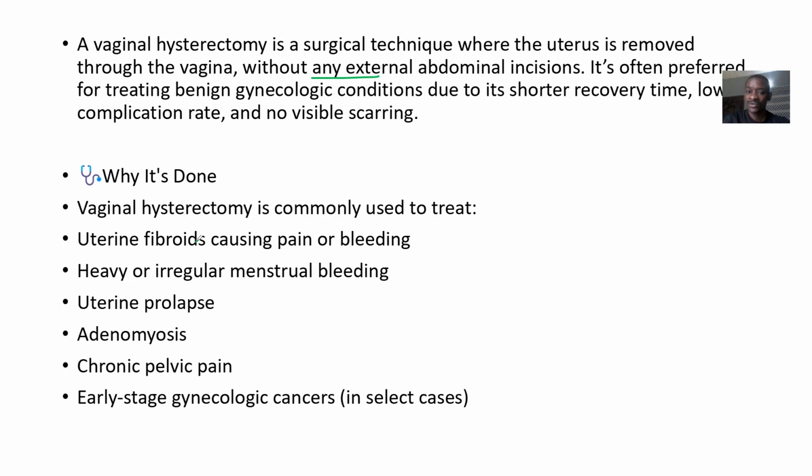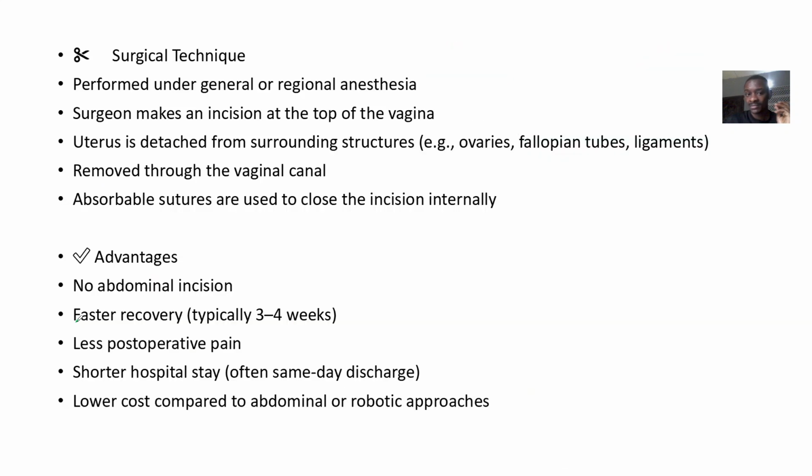So it's commonly used to treat things like what? Uterine fibroids that have caused so much pain and bleeding to the woman, if the woman has been bleeding so heavily, uterine prolapse, adenomyosis, chronic pelvic pain, and early stage gynecologic cancers.